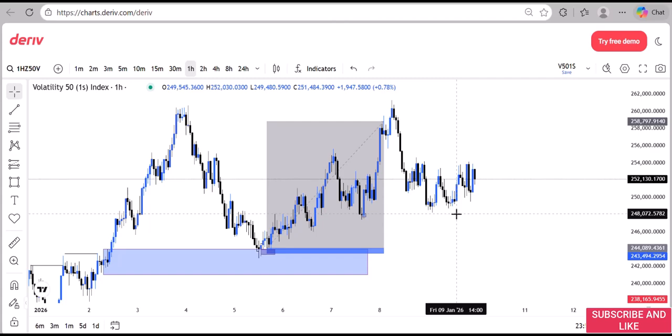Like I said, it's not just synthetic indices. It can work in currency pairs, it can also work in crypto and every other tradable asset.